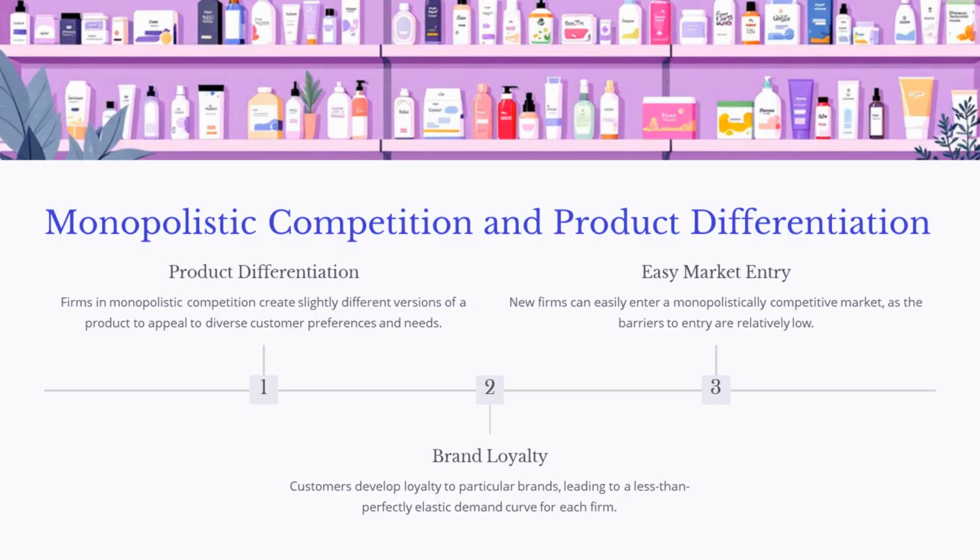Product differentiation is a key characteristic of monopolistic competition, where firms create slightly different versions of a product to appeal to diverse customer preferences. Customers often develop loyalty to particular brands, which gives each firm a less than perfectly elastic demand curve. Despite product differentiation, the barriers to entry in a monopolistically competitive market are relatively low, allowing new firms to easily enter.